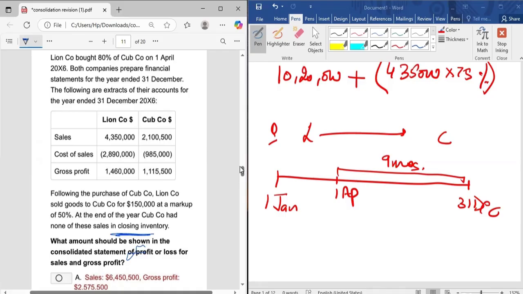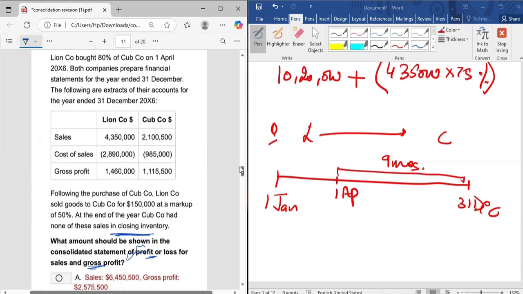Lion Company sold some goods to Cub Company, but at the year end, when the financial statements are prepared, Cub Company has already sold the entire inventory. So it means that there is no unrealized profit, okay? Because Cub Company does not hold any inventory now. So we do not have to do any unrealized profit adjustment here, or any calculations in this respect. They are asking us to calculate what amount should be shown in the consolidated statement of profit and loss for sales and gross profit. Okay, this is very easy.